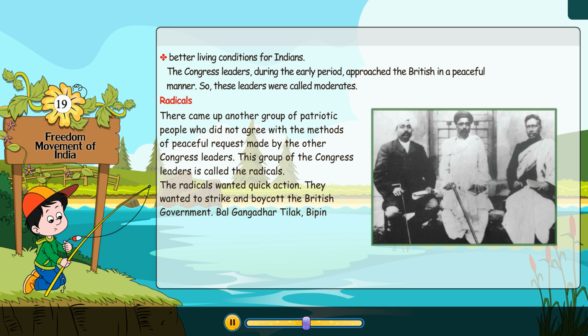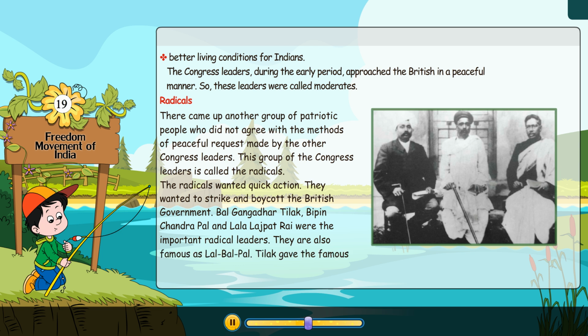Bal Gangadhar Tilak, Bipin Chandra Pal, and Lala Lajpat Rai were the important radical leaders. They are also famous as Lal, Bal, Pal. Tilak gave the famous slogan, "Swaraj is my birthright and I shall have it."